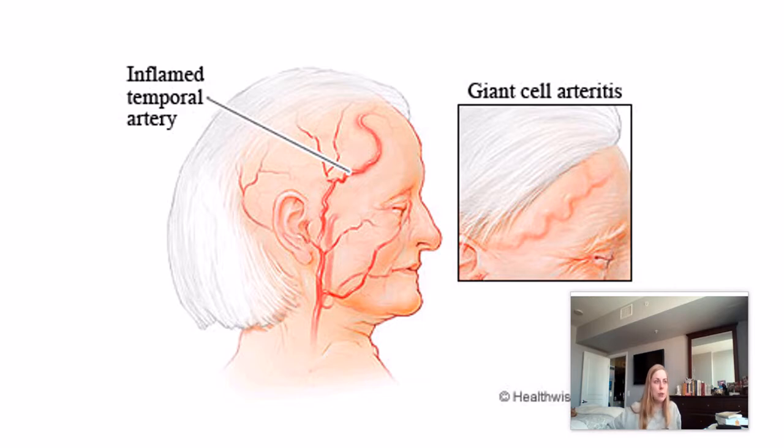What happens with giant cell arthritis, and it's actually super easy to diagnose if you know what it is: the temporal artery becomes very large and it creates a one-sided head pain. When you touch the temporal artery, it's going to feel tender, nodular, and pulseless.